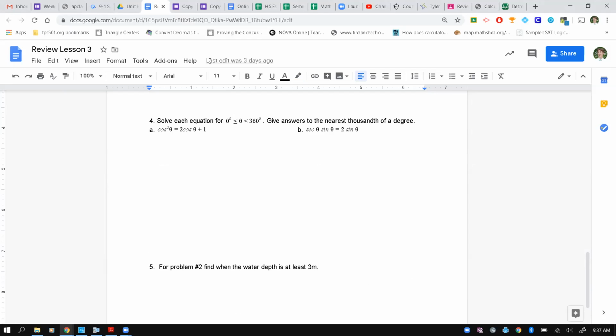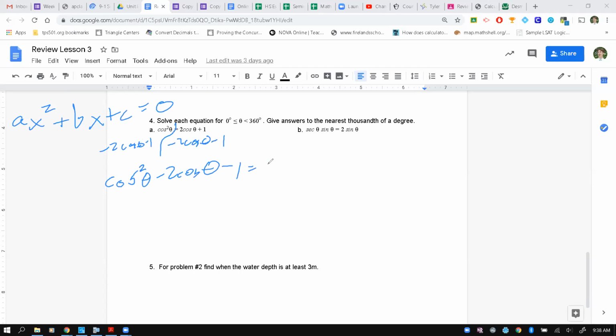So for number 4, A here, this one you should notice looks like it's in quadratic form. It looks like it's in ax squared plus bx plus c equals 0, or at least I can make it look like that because it's got this cosine squared and then a cosine that's not squared and then a constant. I like keeping my leading term, the x squared term, positive, so I'm going to subtract 2 cosine of theta and 1 from both sides. And you'll get cosine squared theta minus 2 cosine of theta minus 1 is equal to 0.